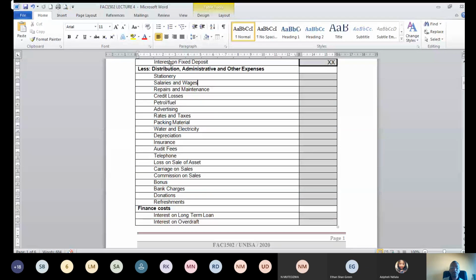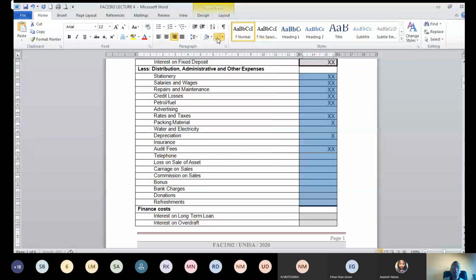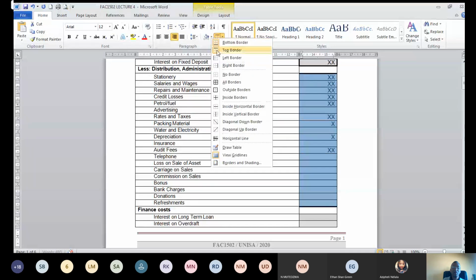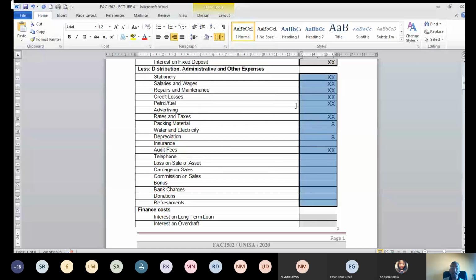Your heading is now distribution, administrative, and other expenses. And you list now all the expenses that the business may have. You are working from the trial balance. You list all of the expenses that will be there in your exercise. You block all of them, put them into a block. And that will then be the summary of all my distribution, administrative, and other expenses. You add them up.